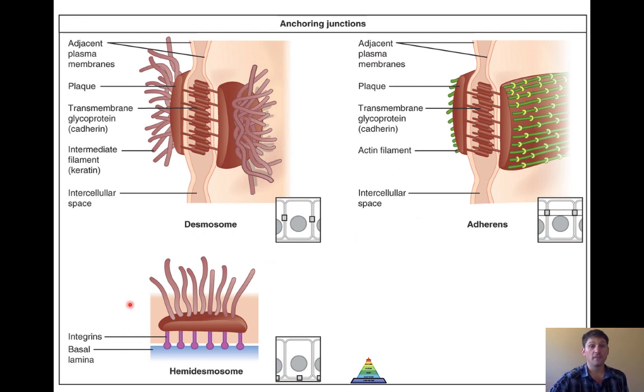And then last is our hemidesmosome. Remember, we have our basement membrane down here. These hemidesmosomes are anchoring the basal portion of that cell to that basement membrane. The basement membrane is a non-cellular adhesive layer, kind of like a double-sided sticky tape, if you will, holding those cells, the epithelial cells, to the underlying connective tissue below.